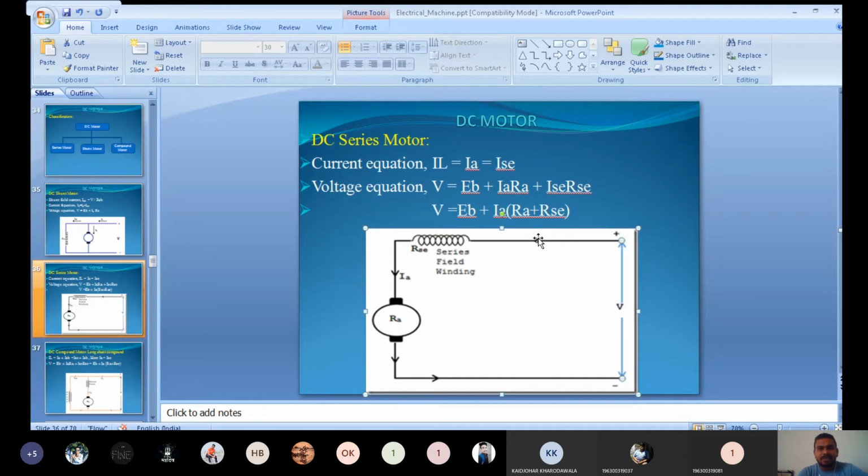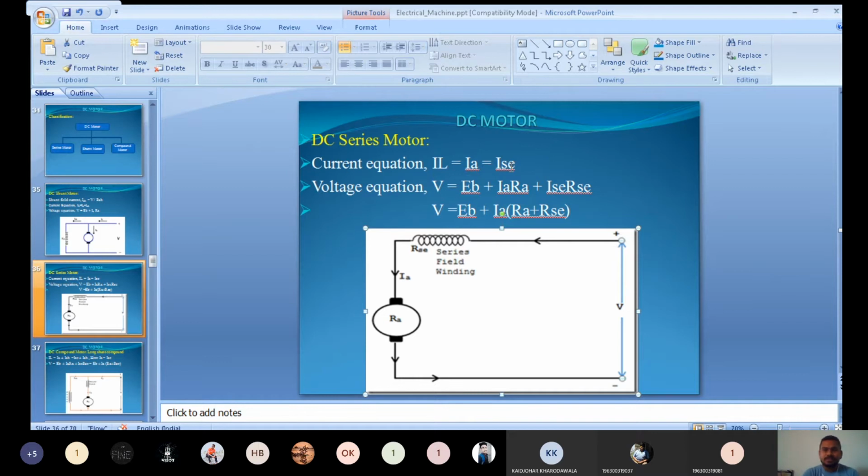So here the line, series field and armature, all these three are connected in series. So we can write the current equation: IL is equal to ISC is equal to IA. That means the line current, armature current and series field current ISC, all three have the same value. Why? Because all these three are connected in series. So in series connection, the value of current is same. So current equation is IL is equal to IA is equal to ISE.